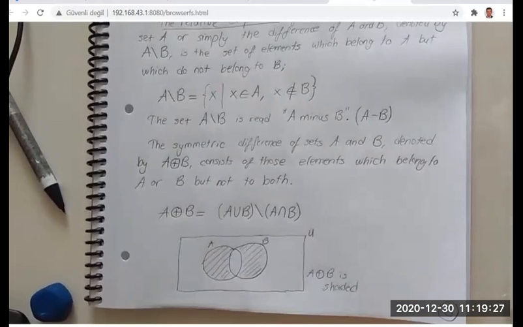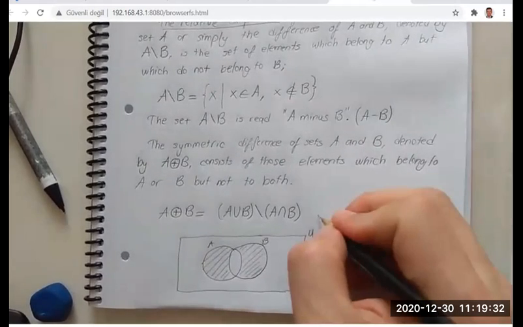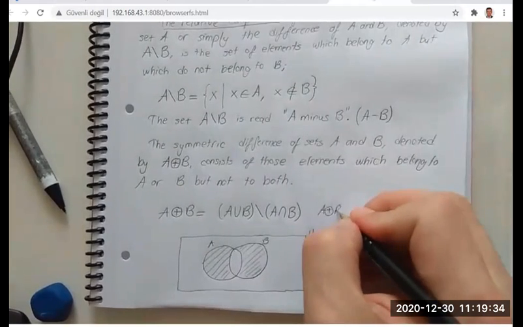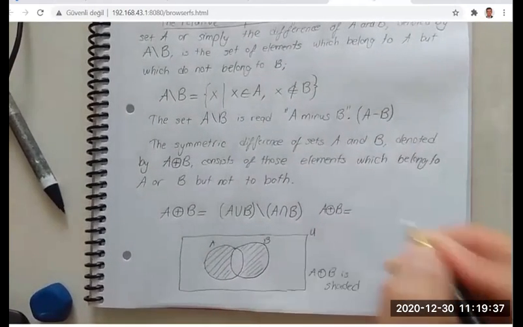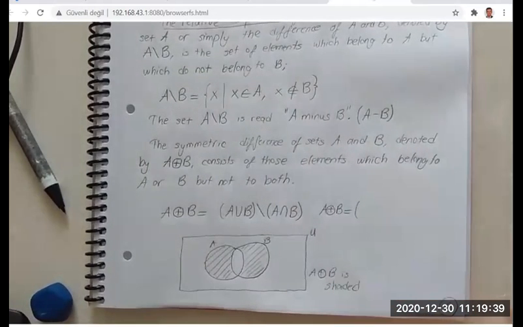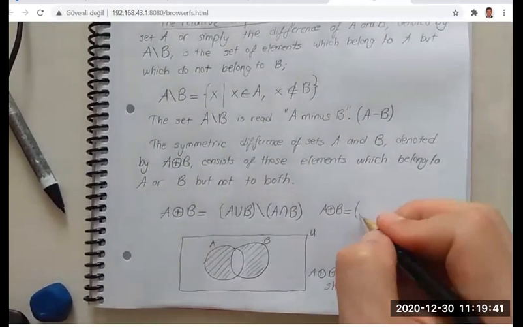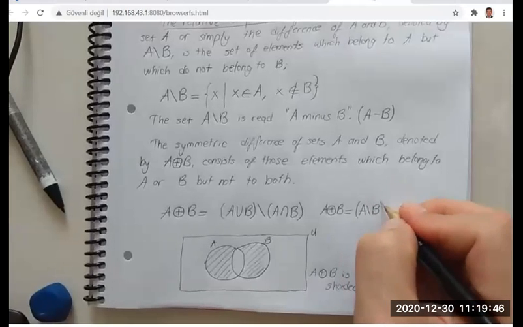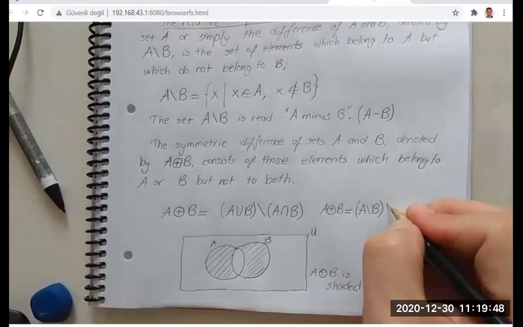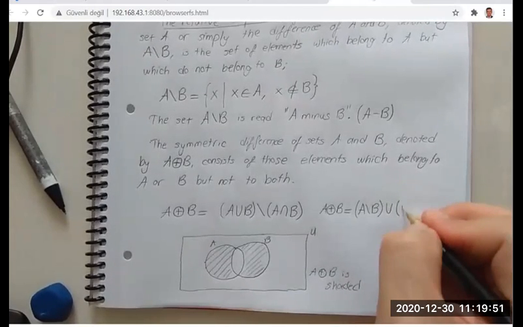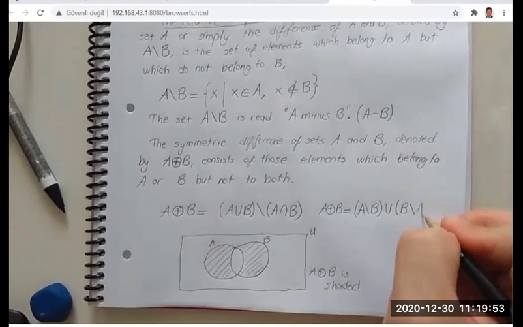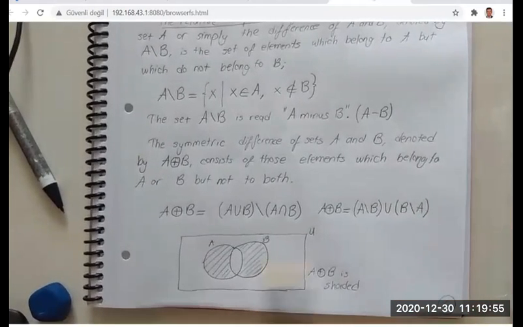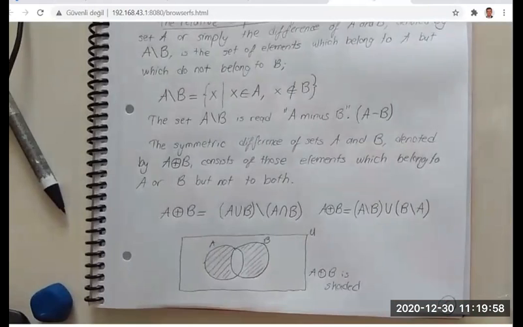There is also, dear friend, one more form of A symmetric difference B. If you take A difference B, A minus B, union B minus A, or B difference A, it is also equal to the symmetric difference of A and B.